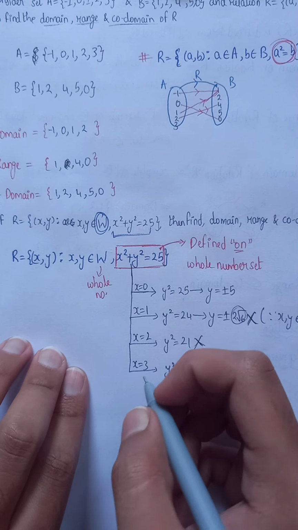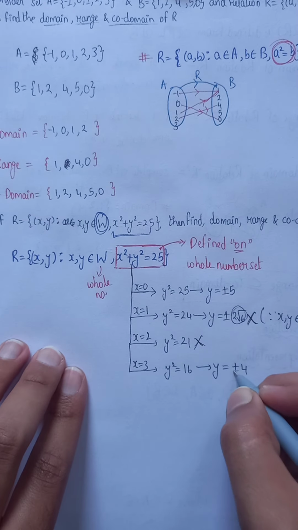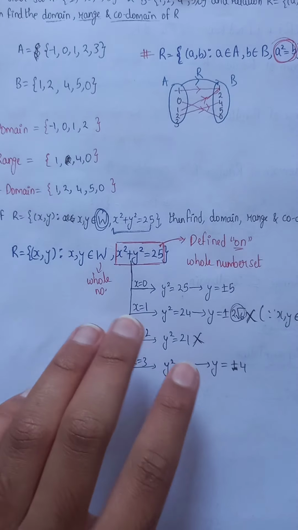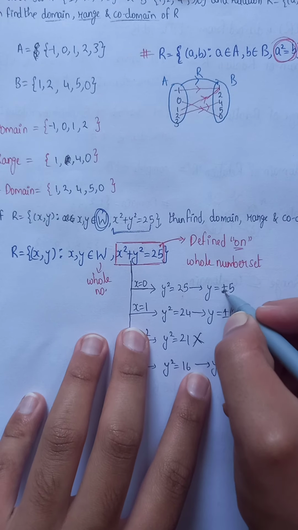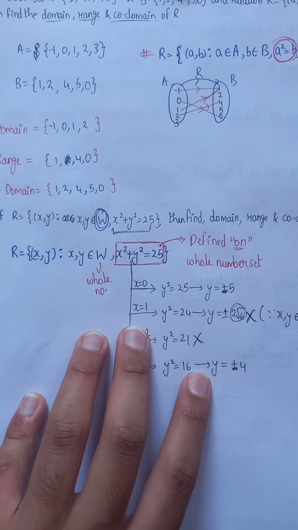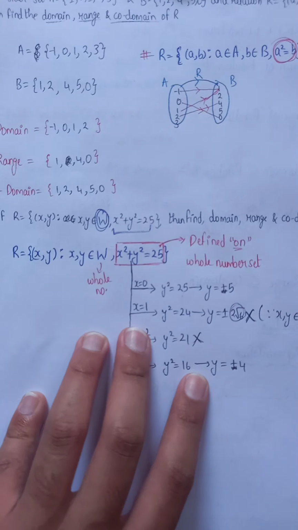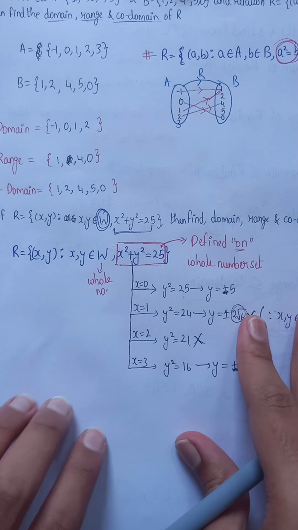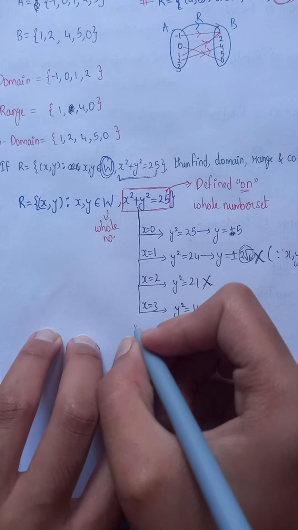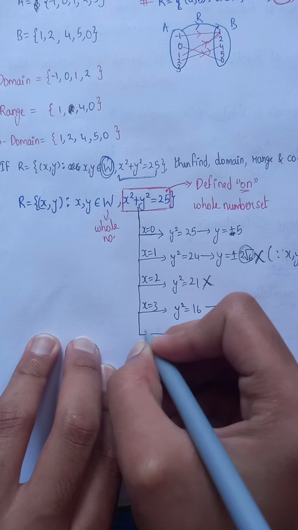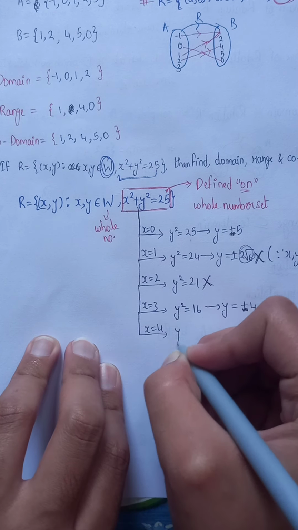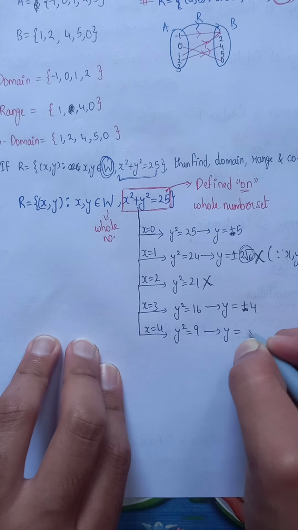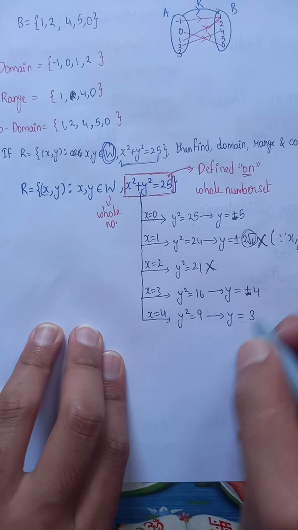But you can see you cannot consider minus 4, and you cannot also consider negative 5 here. Why? What is the definition of whole number? That is 0 to infinity, which means negative numbers cannot come. Okay, so now what if you put the value of x equal to 4 and y square is equal to 9? It implies y is equal to 3.